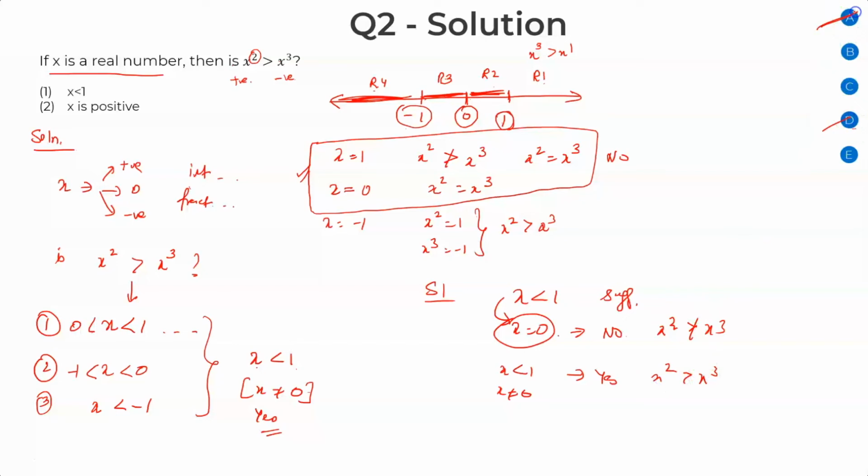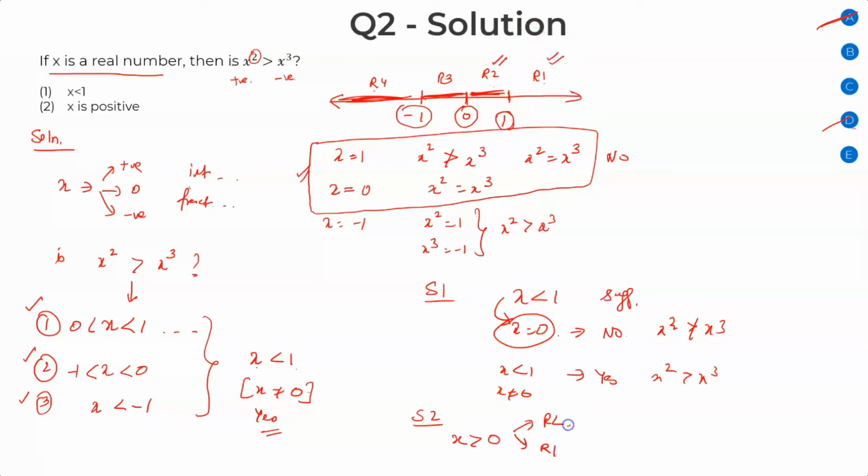Okay. Second statement is, if you look at S2, x is positive. When x is positive, that means x is greater than 0. Now, if x is greater than 0, what is going to happen? Out of these three regions, let's see what is possible. But notice x is greater than 0 includes two regions, region 2 and region 1, right? It includes region 2 also, it includes region 1 also.